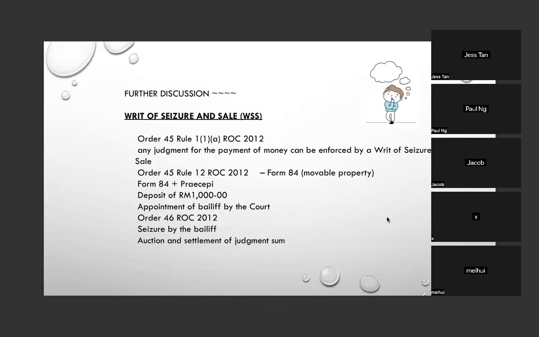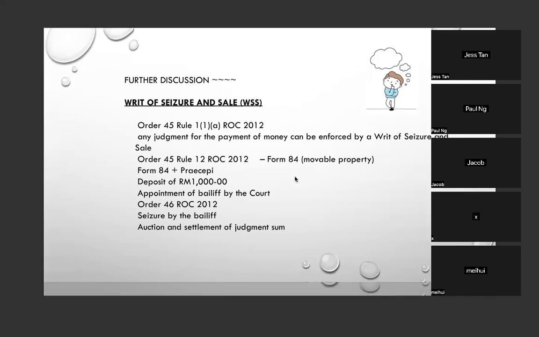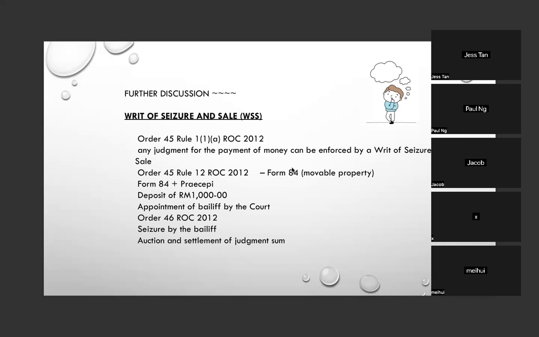Okay, so usually when you have good merits in your application, the judge wouldn't refuse your application. Once you have obtained the leave of court, then you can proceed with the writ of seizure and seal. Okay, so for writ of seizure and seal, we are going for Order 45 Rule 1(1)(a). Okay, this is for any judgment for the payment of money. And also, okay, for movable property, we are going for Form 84.